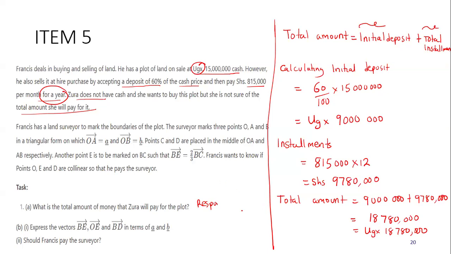So that is you responding back to the question. When you just stop at the calculation, you need to write a response that the total amount Zula will pay for the plot of land is Uganda shillings this. Then you place this. Put it in figures because some of us have challenges with writing in words. So you'll get a mark for responding back to the item.